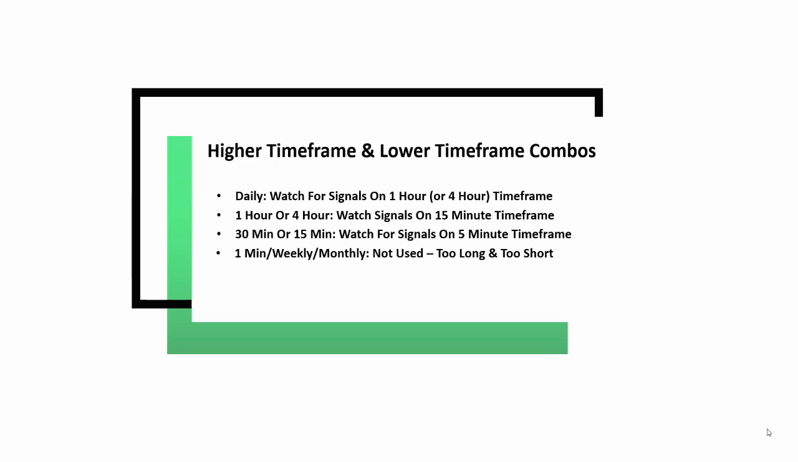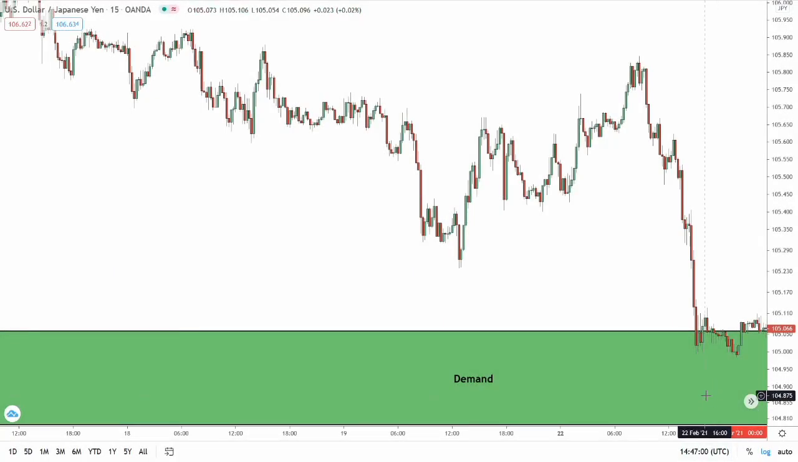So, since this is a 1 hour zone, let's drop down to the 15 minute time frame and see if any entry signals form inside our zone. Okay, so you can see we have quite a few different entry signals on the 15 minute. We've got a couple of engulfing patterns here, and there's a few pin bars you can see too.